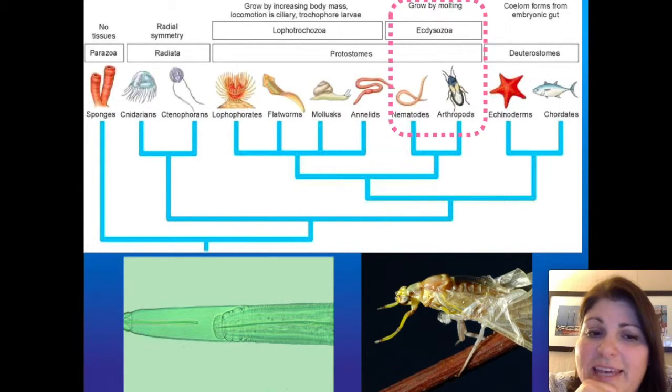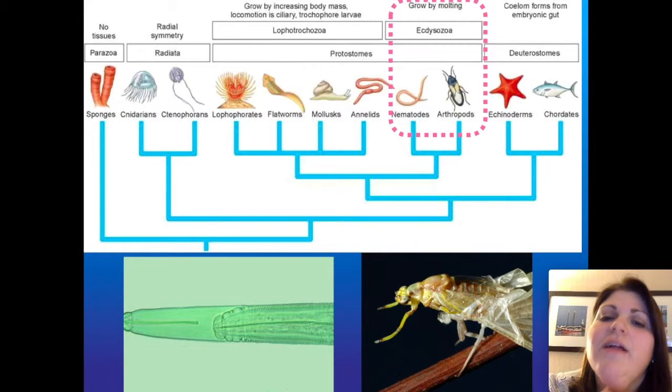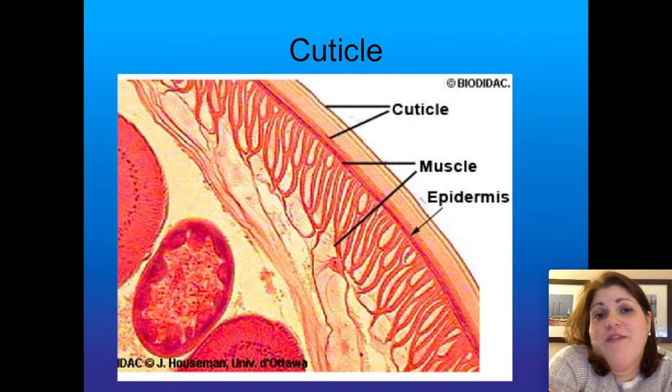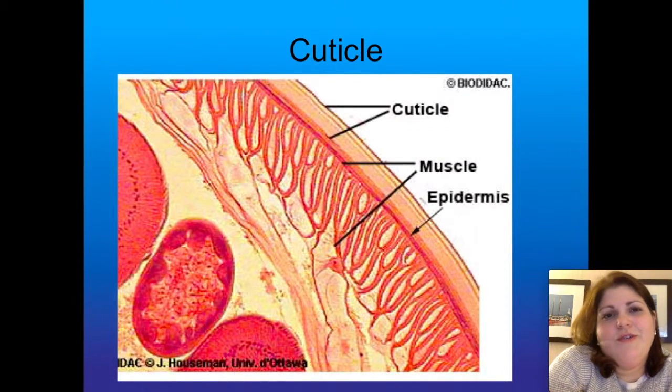The picture on the left is a picture of a roundworm cuticle. Of course, the picture on the right is the exoskeleton of an arthropod that's molting. Here's another view of the nematode cuticle. This is a cross-section prepared on a microscope slide.